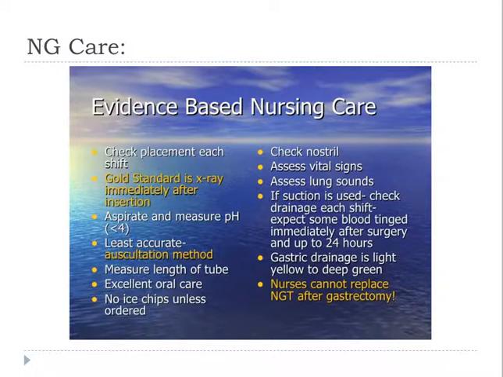It says here the least accurate is the auscultation method, and you may still see that being done on some nursing units. That's when they connect a syringe to the NG and kind of push some air in it and then auscultate the abdomen. That's not accurate. They have done studies, and that cannot confirm placement.